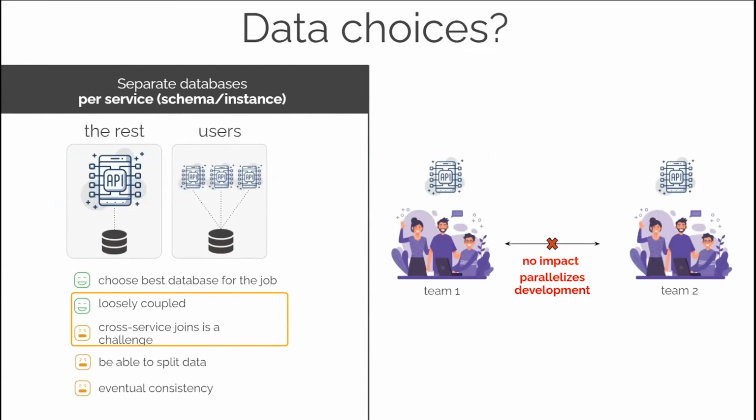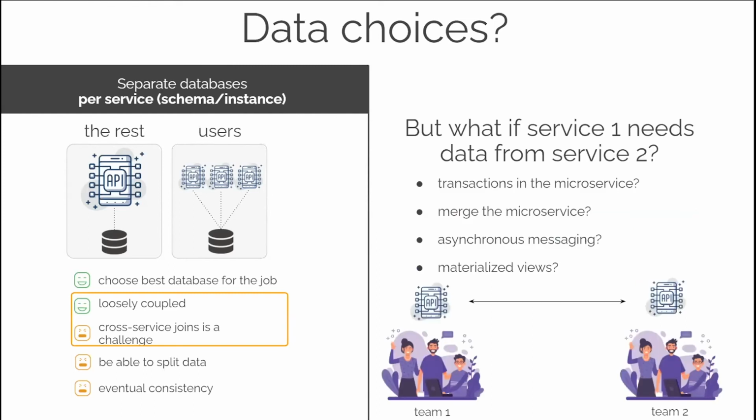So we have looked at one side. On the other side, if we would have a separate database per service, we would have the advantage of loose coupling, but we have the disadvantage that cross-service joins are a challenge. So we did that because we want our teams to scale independently. Even there, a database or specific database features could help a lot. So what if service one needs data from service two? There are multiple ways you could actually make that happen, even if you have a database per service.